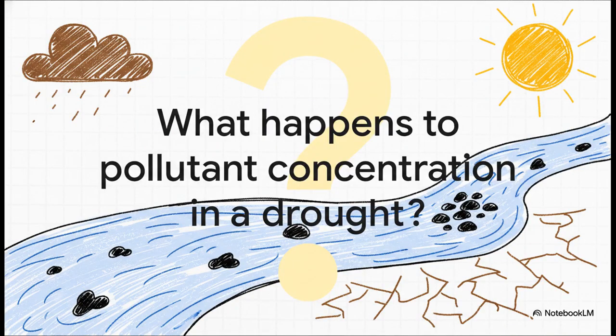So let's tie this all together with one last thought. Imagine a river. The water, of course, is the solvent, and any pollutants in it are the solutes. Now, knowing everything we've just talked about, solvents, solutes, and especially concentration, what do you think happens to the concentration of those pollutants when a drought comes along and the amount of solvent, the water, starts to drop? It's a real-world puzzle, and it shows you just how much this stuff actually matters.